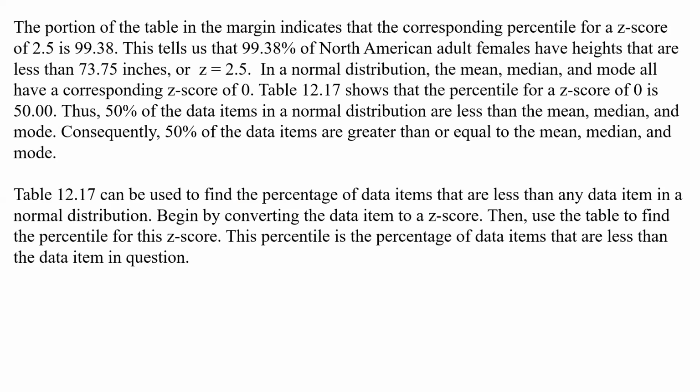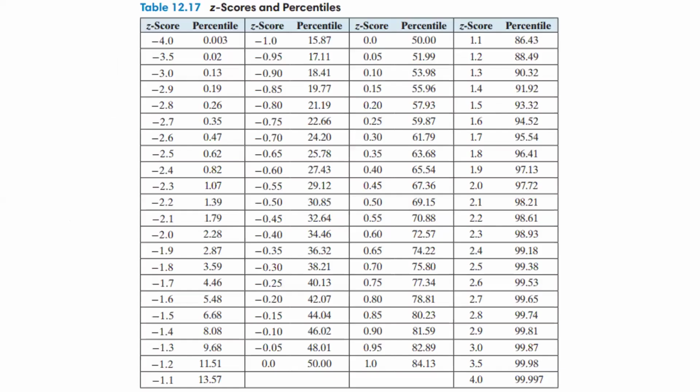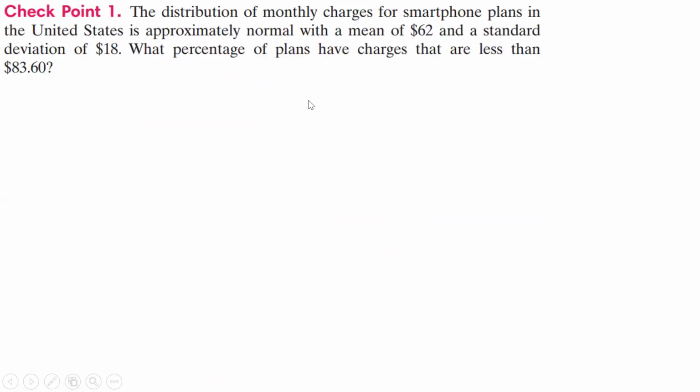Now, this table can be used to find the percentage of data items that are less than any data item in a normal distribution. We begin by converting the data item to a z-score, then use the table to find the percentile for this z-score, and this percentile is the percentage of data items that are less than that item in question. So again, here's that mean, median, and mode, and this is going to be our percentile, or 19.77% of the people are going to be less than a z-score of -0.85. So that's how we're going to be using this.